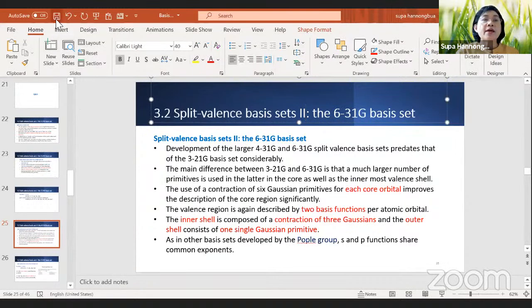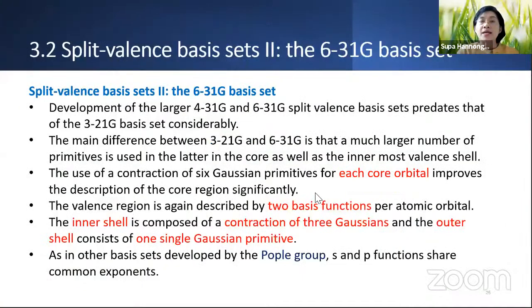So then we have split valence basis set type 1, 3-21G. And right now, I'd like to introduce to you the split valence basis set type 2, which is also very famous: 6-31G. If you have computer facilities with quite high performance, you can apply the 6-31G basis set. Nowadays, it's very popular.